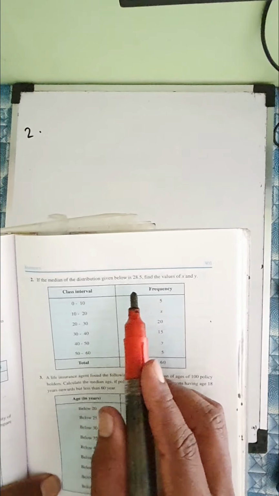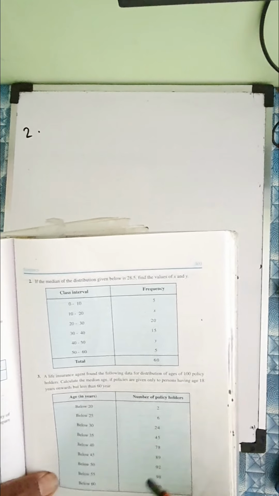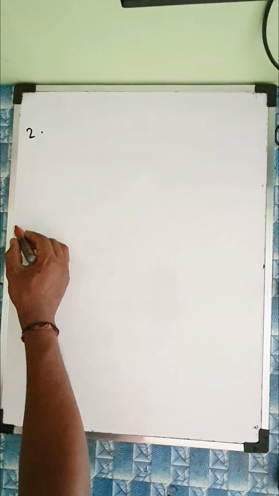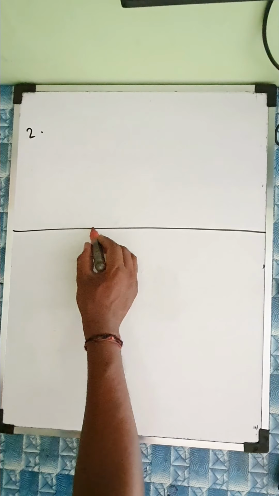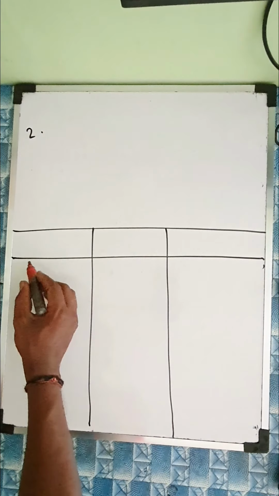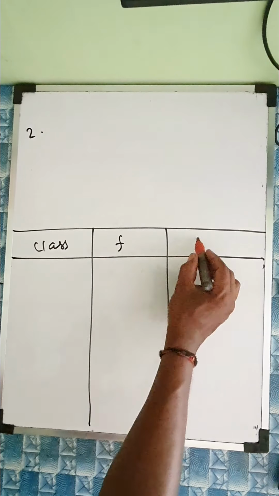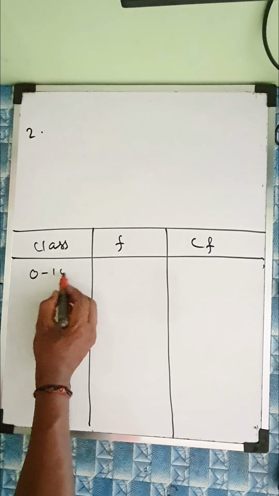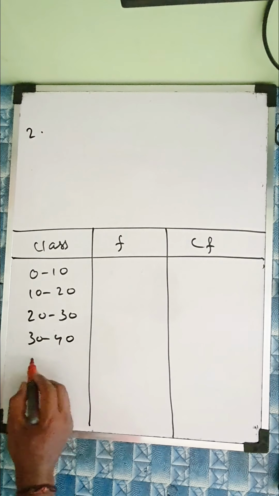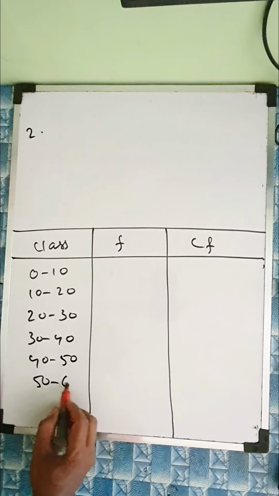Now question number 2. If the median of the distribution given below is 28.5, find the value of x and y. So the classes are given, and we are going to find x and y. The median is already given. Here we'll try the same process as before. We'll make the table first: the class, frequency and cumulative frequency, 0 to 10, 10 to 20, 20 to 30, 30 to 40, 40 to 50, and 50 to 60.